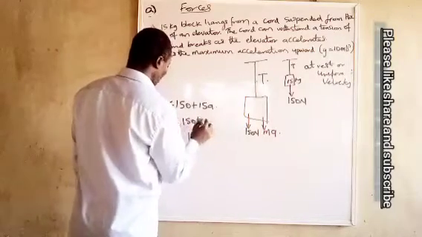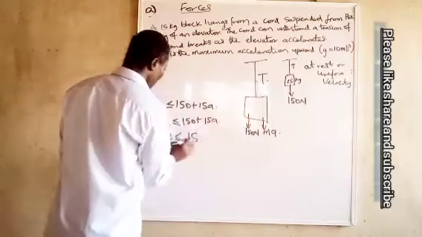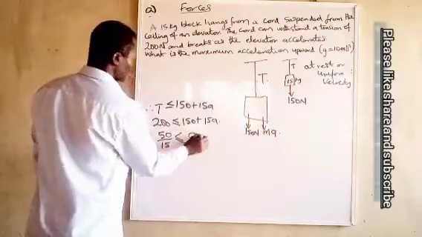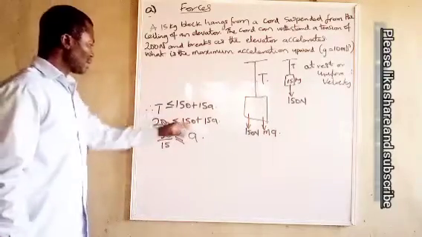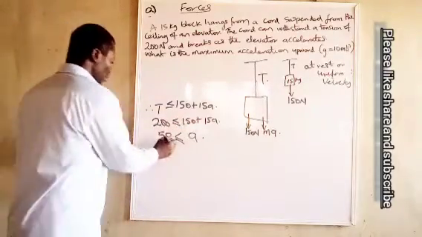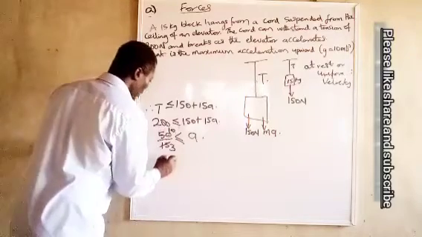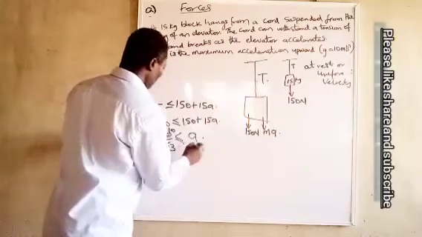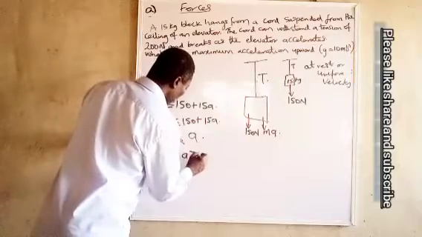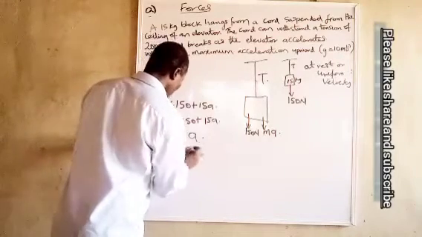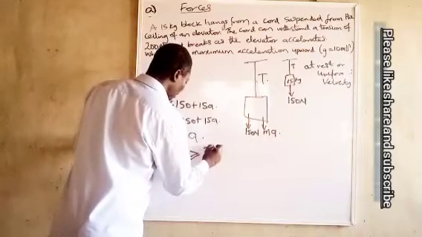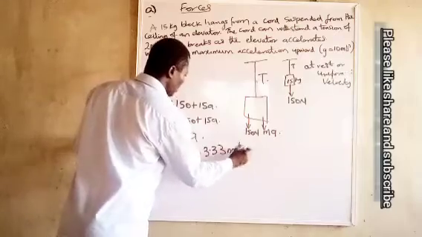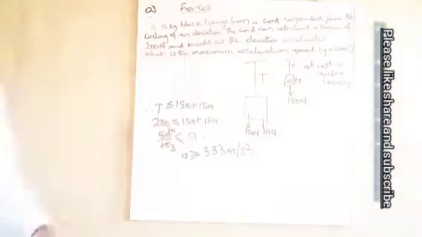15A should be 50. So A will be less than or equal to 3.33 meters per second squared.